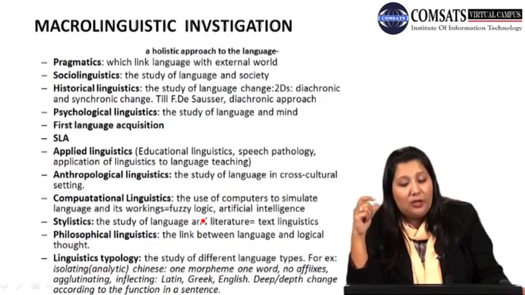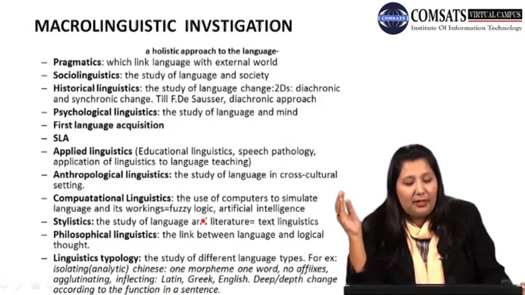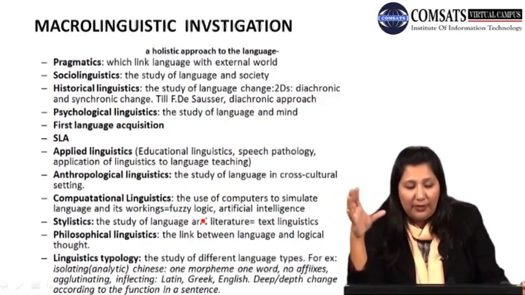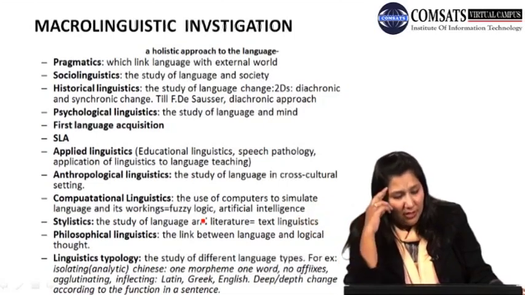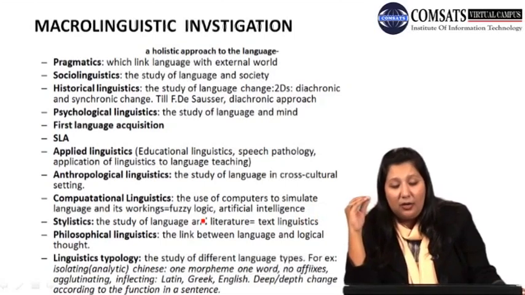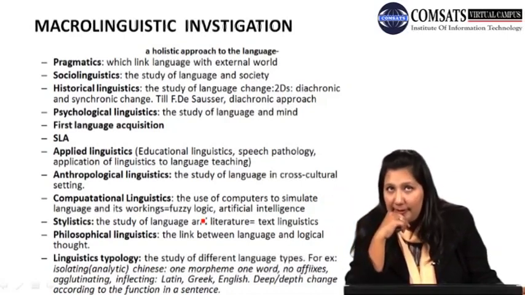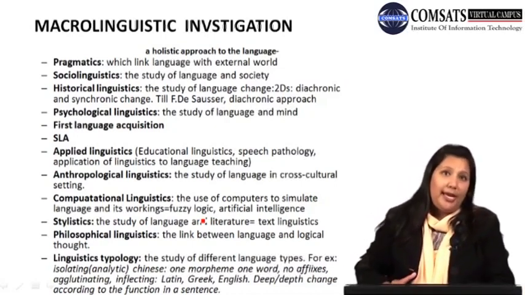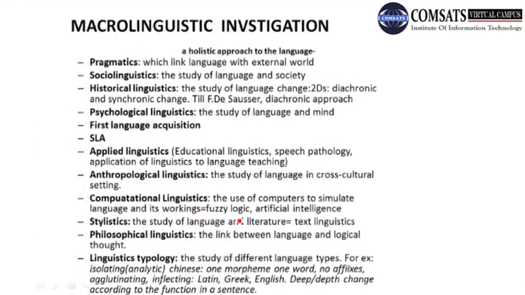Linguistic typology, the study of different language types. For example, isolating or analytic, Chinese: one morpheme, one word, no affixes. Agglutinating, inflecting: Latin, Greek, English, where structures change according to the functions in a sentence. While we are looking at the different types of languages, that is known as linguistic typology. So you would have noticed what a great range of areas there are. Linguistics is such a vast umbrella term, and it talks about different disciplines and different fields of linguistics.